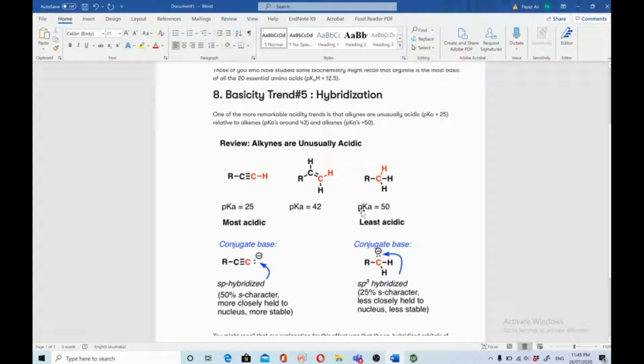And you can also use pKa values. The higher the pKa value, the lower the acidity and the higher the basicity. I hope you understood this concept.